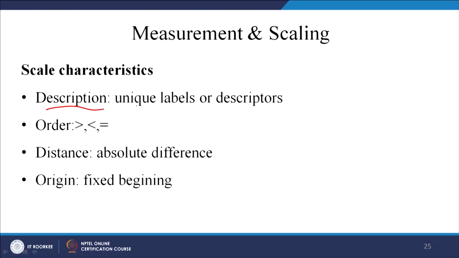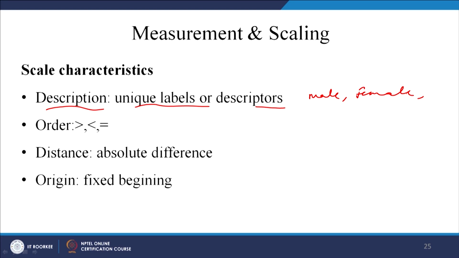Okay. Then in the research process, after the research design, we come to something very important: measurement and scaling. When a researcher is doing research, what kind of measurement system is he using? That is, what kind of scaling technique is he using. The scale has 4 characteristics. Description, which means unique labels or descriptors, for example, male, female, heavy user, light user. Order: it can be greater than, less than, or equal to.